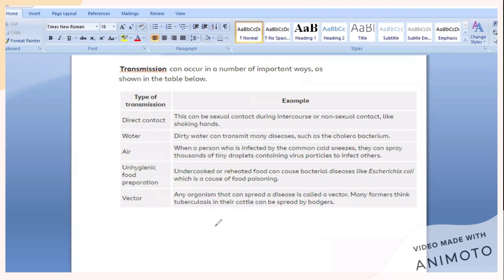Now in direct contact, we learned it: the body fluids and blood. Mainly, you have to mention blood here as well. Shaking hands, but blood transfusion. Now blood can be transmitted. Think about when doctors are conducting surgery, and during the surgery they are using blades, cutting scissors, syringes.